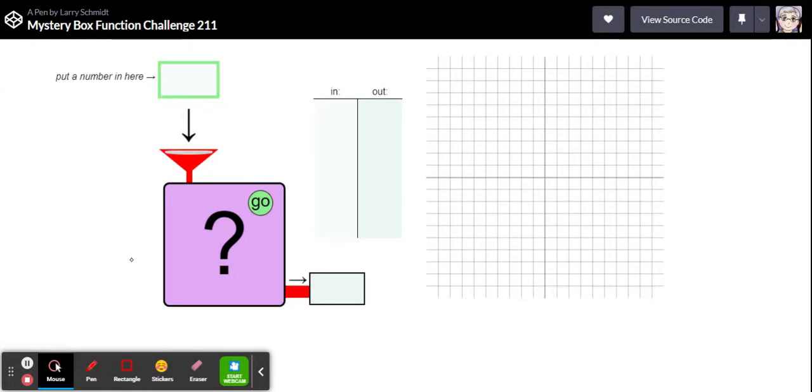In the purple box we've got some mystery math and your challenge is to figure out what it is. You can use the link in the description to try this out, and when you think you've got an idea, come on back and see if we get the same thing.